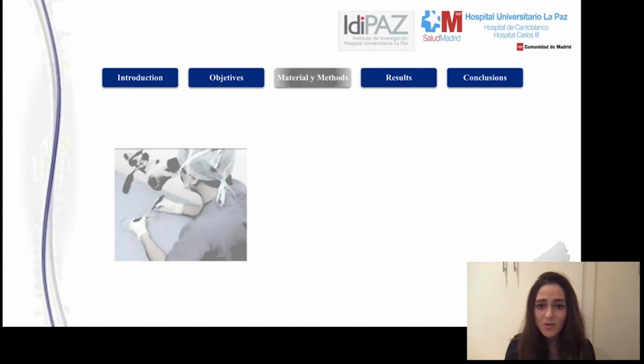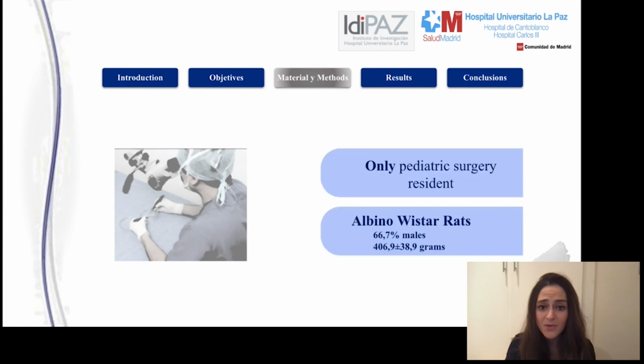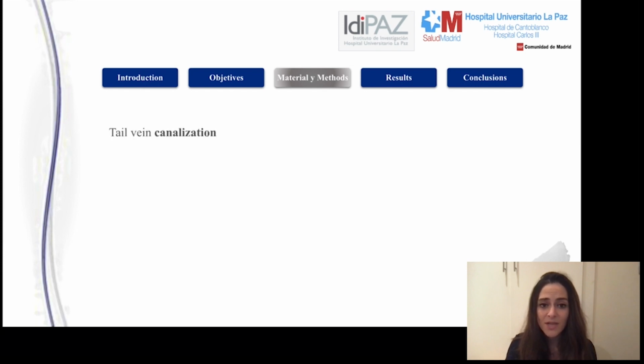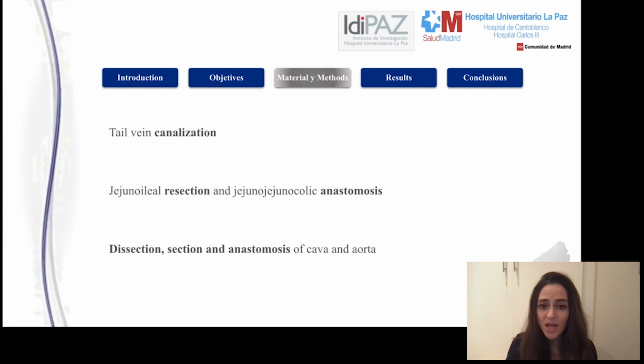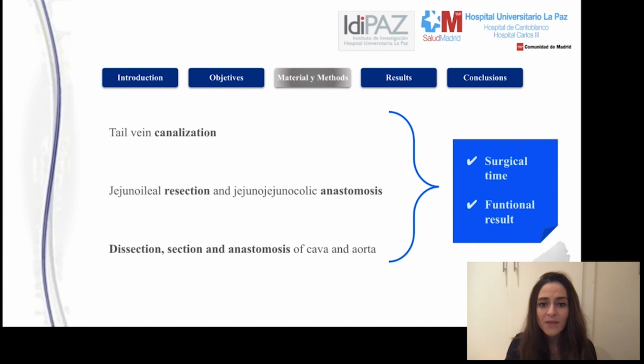The sessions were carried out in December 2021 in a room of an experimental laboratory with microscope and microsurgical material. Nine residents worked on Wistar rats, 66% of which were male, with a mean weight of 400 grams. A series of basic procedures were selected: tail vein cannulation, vein anastomosis, dissection, section and anastomosis of cava and aorta. The surgical time and functional outcome were measured in all of them.